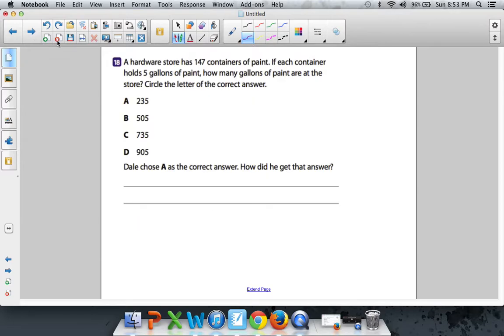And last question. All right, here's one where I wouldn't make our area model. A hardware store has 147 containers of paint. If each container holds 5 gallons of paint, how many gallons of paint are at the store? Okay, how many more room? Darn it. I'm going to do it on the bottom. This is how I would do this.